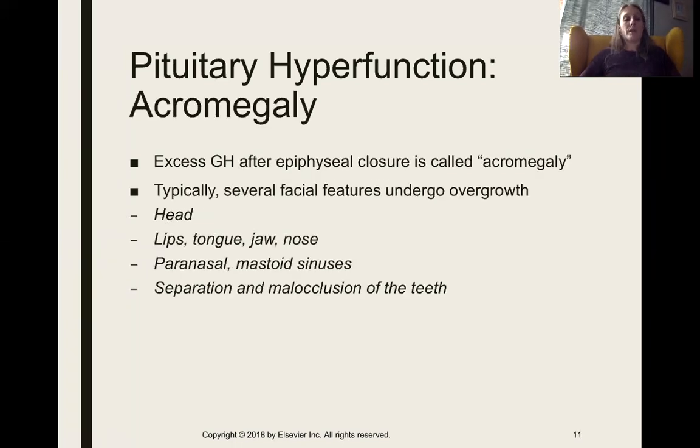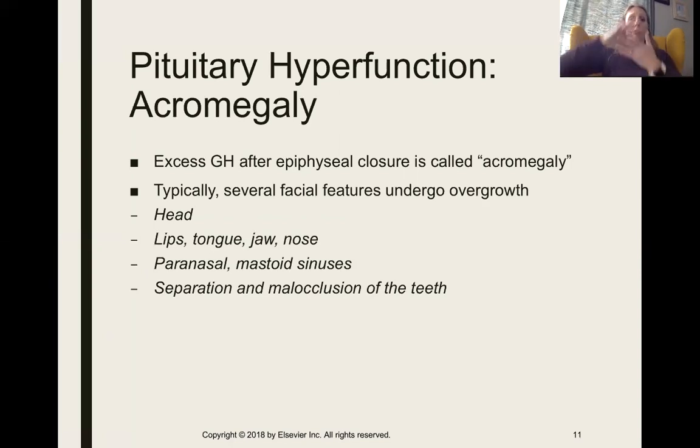So we call this acromegaly, and we're going to see overgrowth in the head, lips, tongue, jaw, nose, the sinuses, and then we might see some separation of the teeth as well. Acromegaly is when it's after the epiphyseal closure. So this is when those growth plates have closed already, and then we have a release.